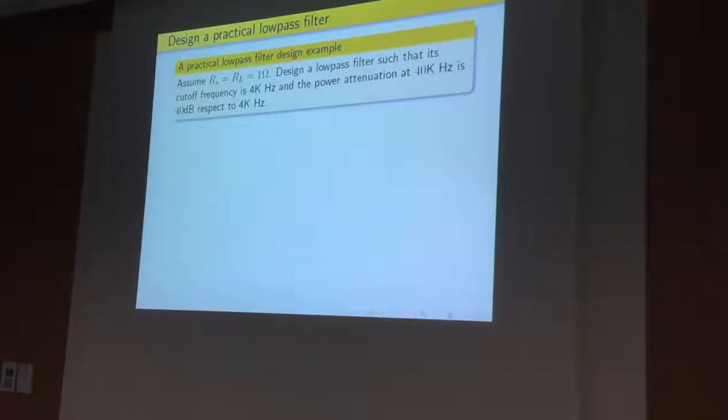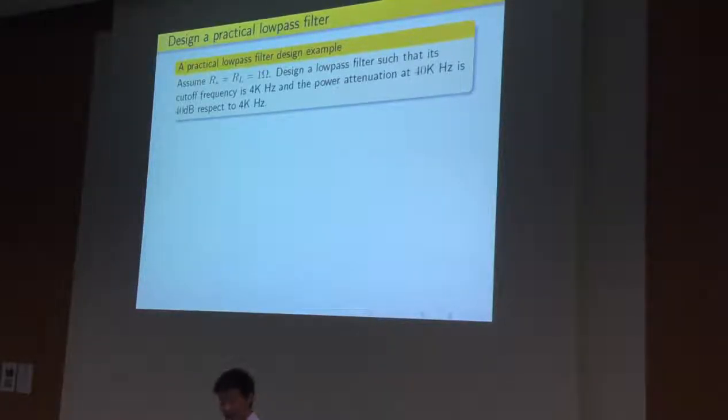Yeah, we will see this in this example. Okay. For this example, we are going to design a practical low pass filter. Assume that the source and load impedance is just 1 ohm. Then design a low pass filter such that its cutoff frequency is 4 kHz, and the power attenuation at 40 kHz is 40 dB with respect to 4K. That means from 4K to 40K, it must attenuate by 40 dB.